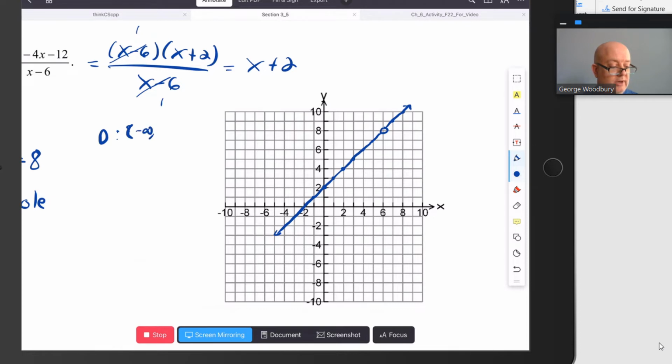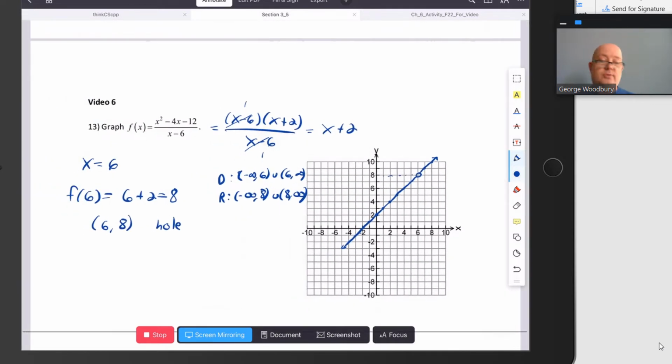In terms of domain and range, the domain here would be everything except for 6. So negative infinity to 6, union 6 to infinity. And the range would be everything but 8. So the range is negative infinity to 8, union 8 to infinity. So again, we had a rational function where the numerator and denominator shared a common factor. The simplified function was linear, so we graph it, putting a hole in that one location.